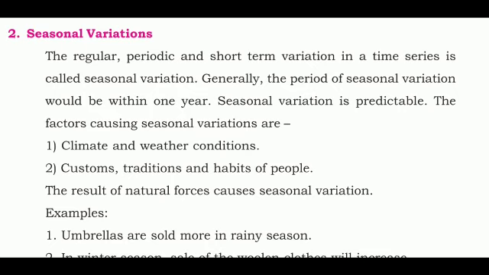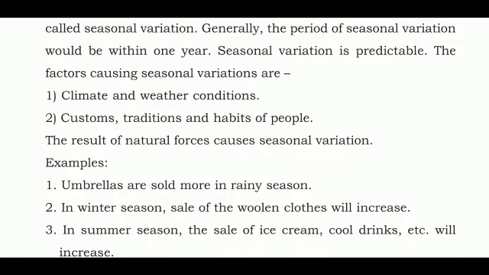Of course, in a year you can see 4 seasons: summer season, winter season, rainy season, and 3 seasons you can see. And seasonal variation is predictable. Very important, seasonal variation is predictable. The factors causing seasonal variations are: what are the reasons for the seasonal variations to happen? First one, climate and weather conditions. Yes, that is true. Customs, traditions, and habits of people.